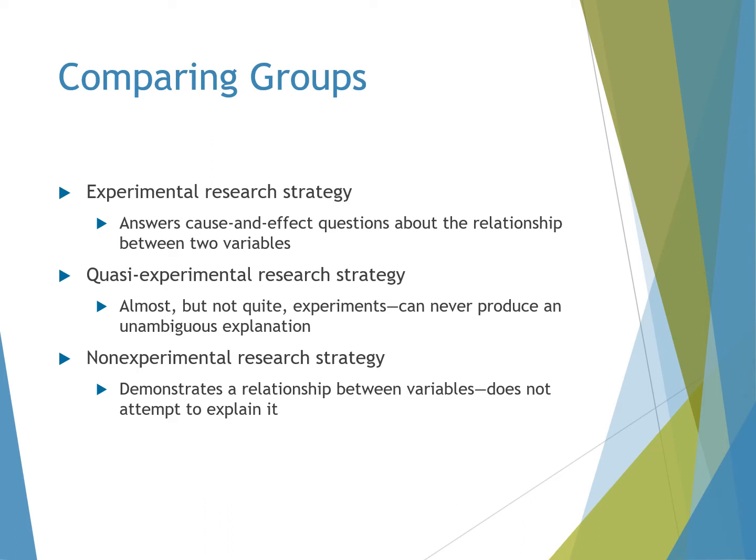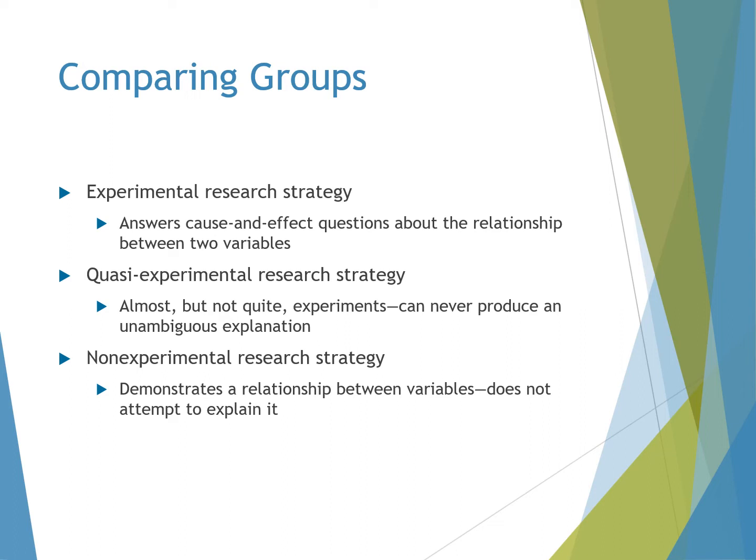With a quasi-experimental strategy, the goal is to answer cause and effect questions, but we don't have as much control. So quasi-experiment means almost experiment. We can never produce a completely unambiguous explanation, because with a quasi-experiment, often we're using pre-existing groups, so we're not truly manipulating our variable.